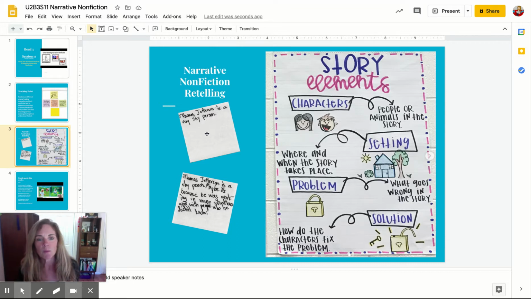So here are a couple of Post-its that some kids wrote. One says, Thomas Jefferson is a very shy person. That student learned something about a real person based on a narrative nonfiction book that he read. Here's another one. Thomas Jefferson is a shy person. This is the same one, except this time he added, maybe it's because he was working in many situations and with people who he didn't know.